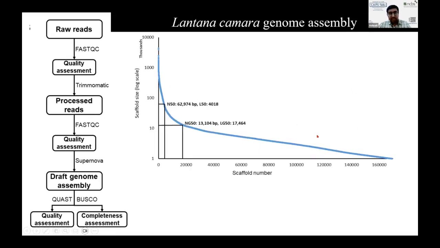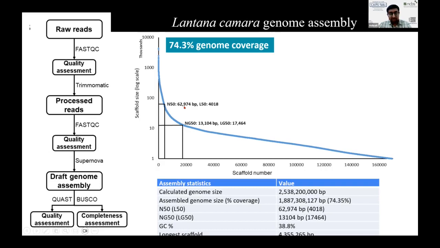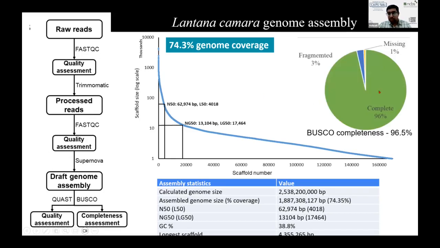And this was used to assemble the genome using a tool called Supernova, which is specifically designed for 10x linked reads sequencing data. So we got a very good N50 value of 62 KB, almost 63 KB, and a genome coverage of 74.3%. Now, we also tried to assess the BUSCO completeness, which is standard in the field to assess the completeness of a draft genome assembly. And we got an excellent 96.5% BUSCO completeness.